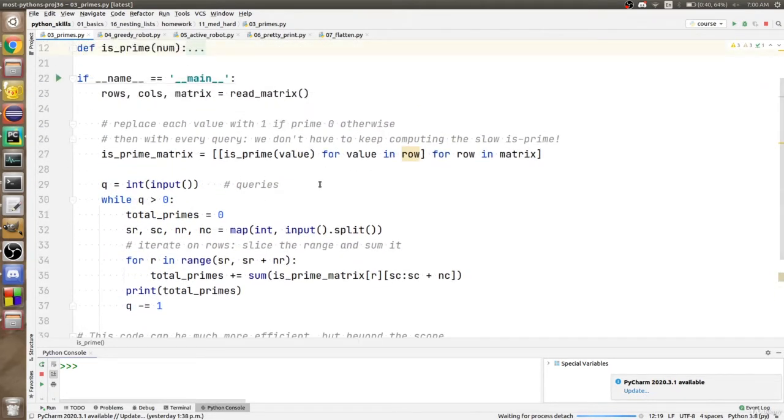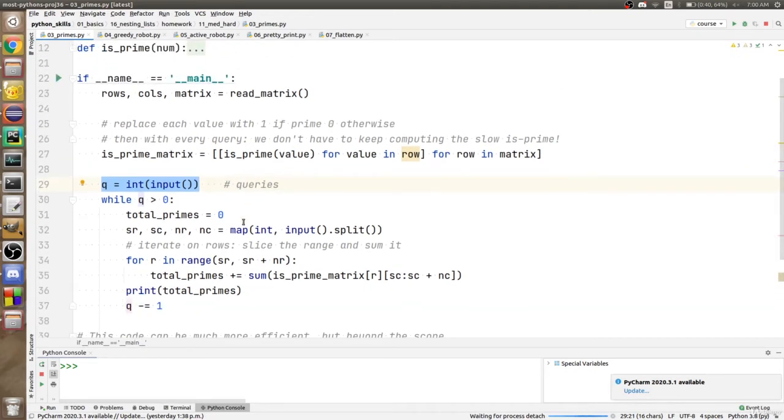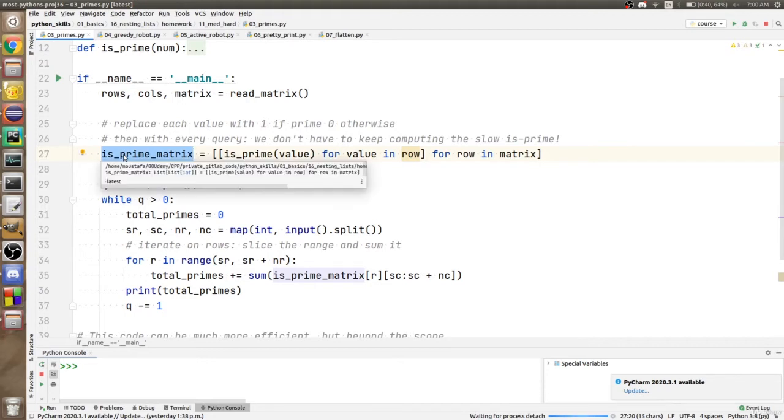The first change that I'm doing here: if during every query you kept checking which number is prime, this would be very slow. And whenever you have queries, you have to be smart about optimizing the code. So the first thing I did is I created a second matrix where every cell is either 0 or 1, 0 for non-prime and 1 for prime.